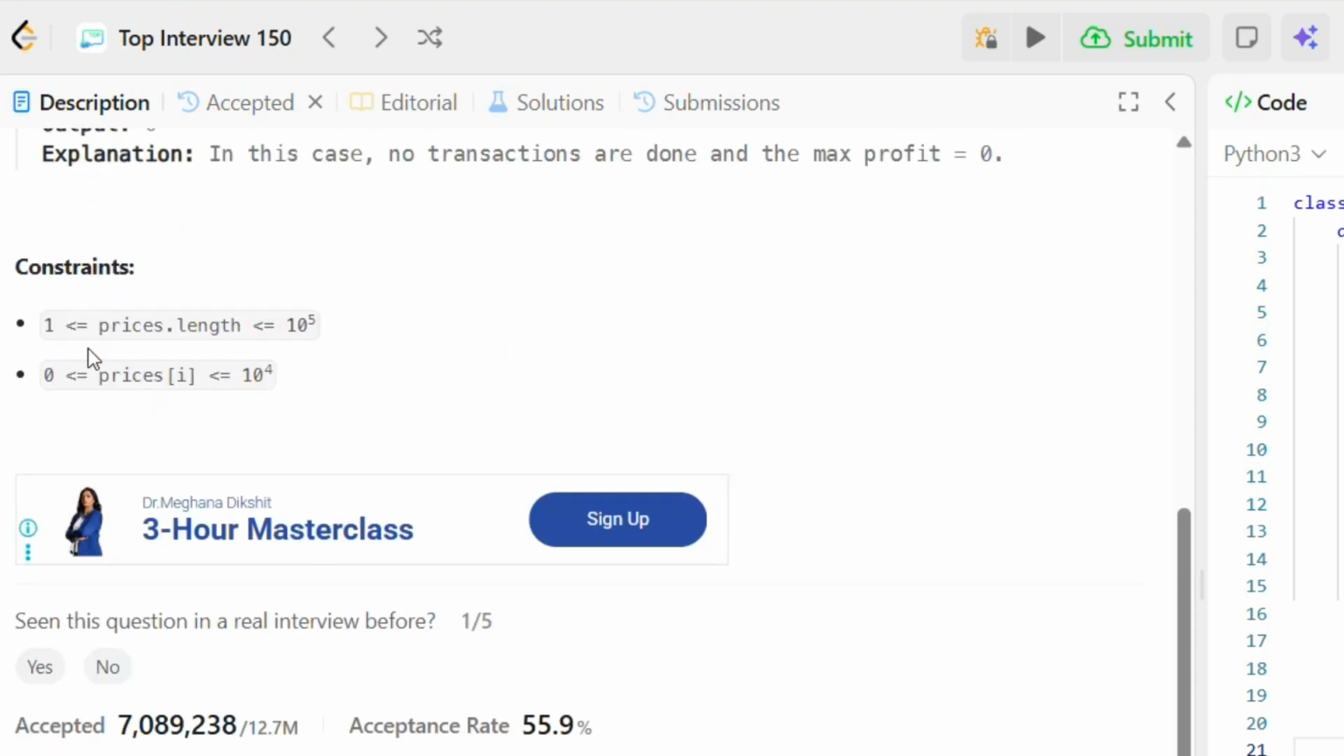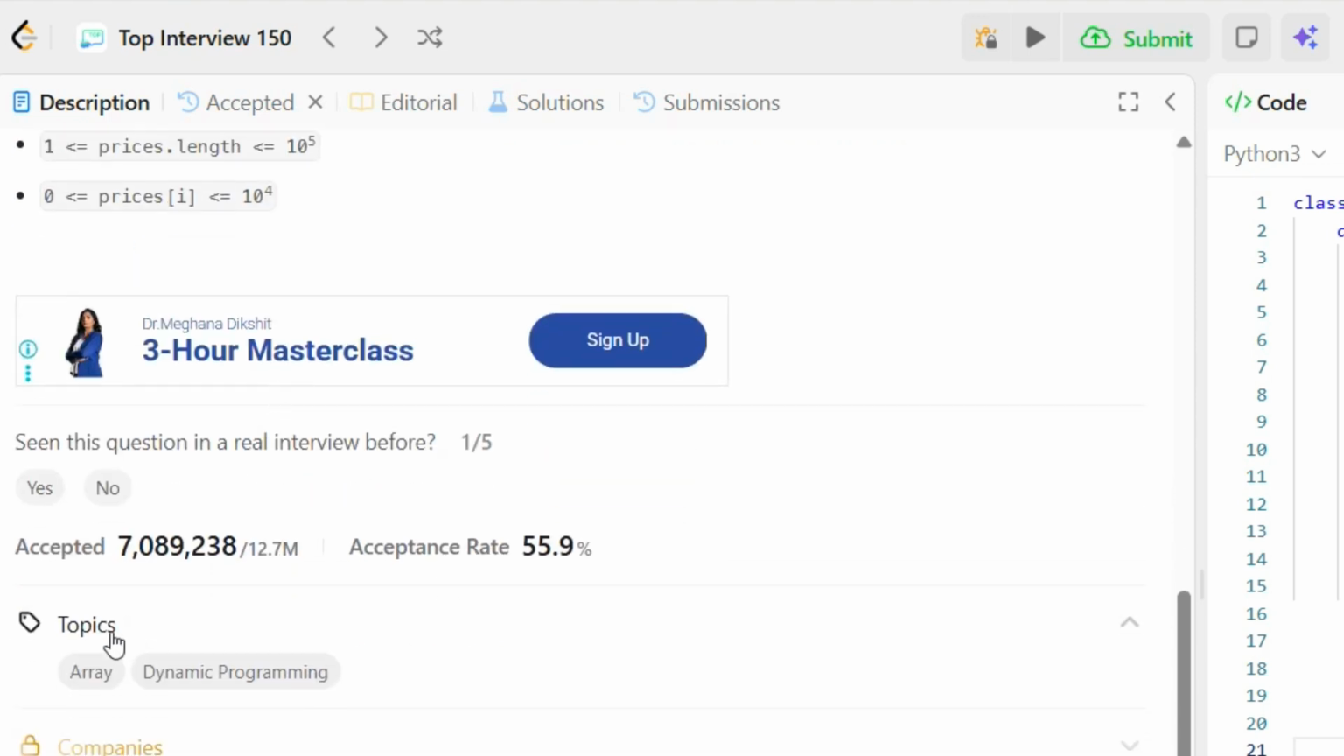Now let us see the constraints. Price length will be 1 to 10 to the power of 5 and price values are 0 to 10 to the power of 4. Now coming to the topic, it is called array and dynamic programming.